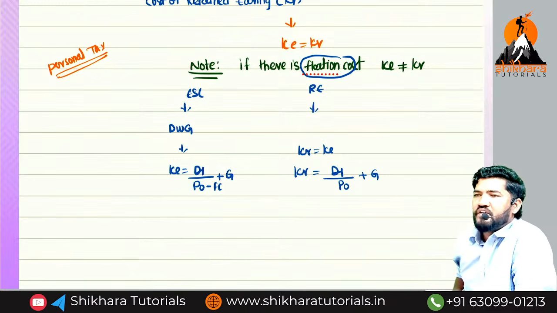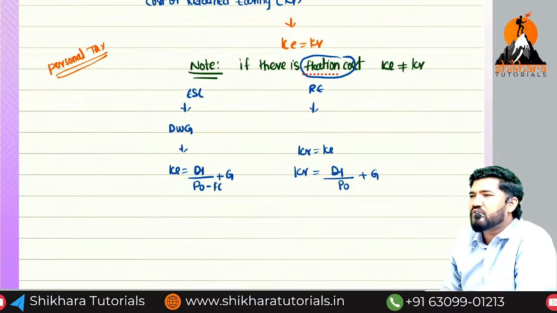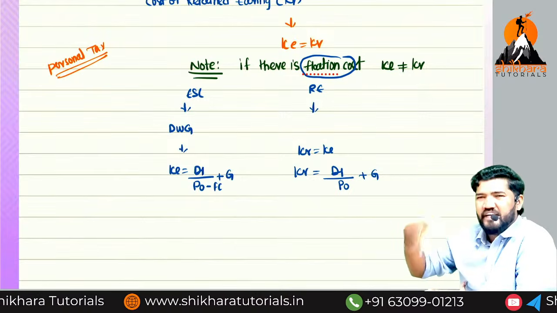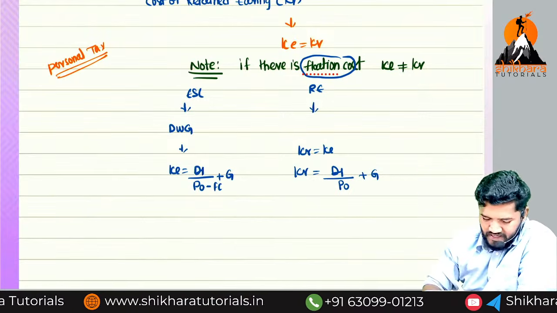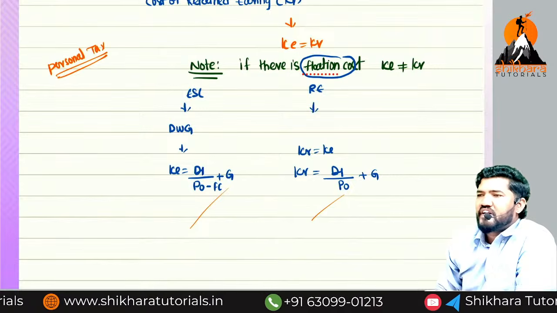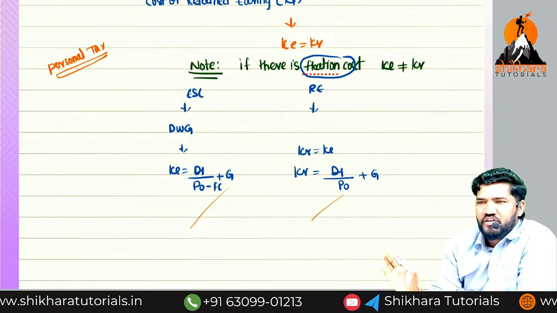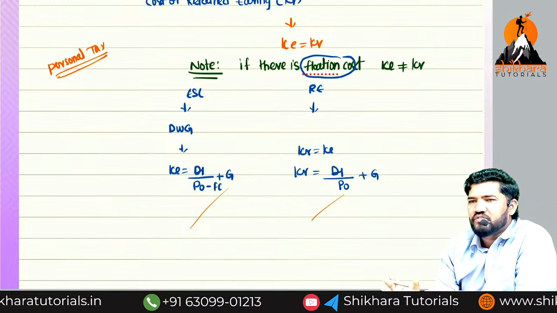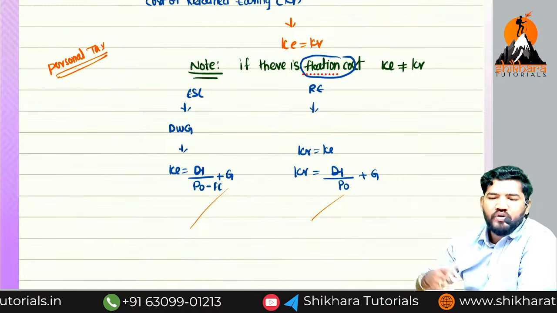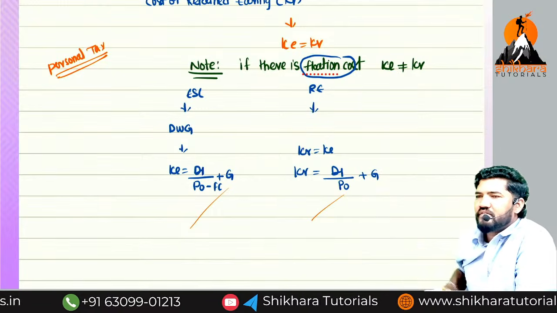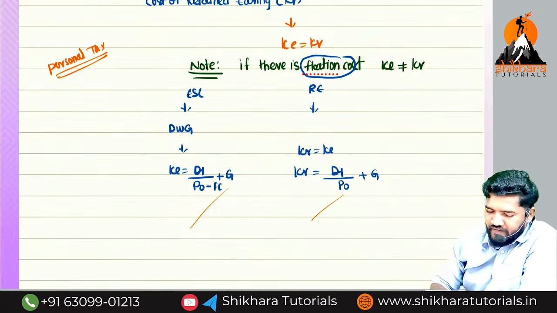Personal tax. If there is a personal tax, at that time also K is not equal to KR. That detailed discussion is not required. Just understand this, that is sufficient. Generally, K is nothing but KR. If there is a flotation cost, K is not equal to KR. And this is the way to calculate. Are you okay? Okay, then fine.